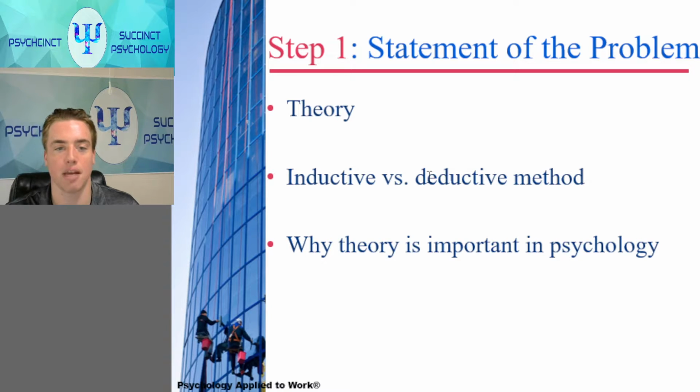So step 1 in the research process is statement of the problem. A quick definition of a theory is a statement that proposes to explain relationships among phenomena of interest. Then you have inductive versus deductive method. Now, inductive refers to a research process in which conclusions are drawn about a general class of objects or people based on knowledge of a specific member of the class under investigation.